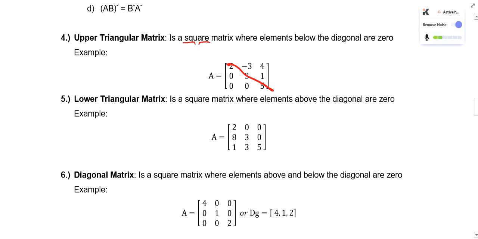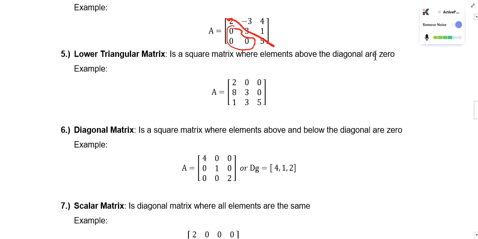For an upper triangular matrix, all elements below this diagonal are 0. So these are the 0s. We call it upper triangular. Its opposite is the lower triangular matrix, which is a square matrix where elements above the diagonal are 0. So this will be our diagonal. When all the elements above our diagonal are 0, we call that a lower triangular matrix. So all of these above our diagonal are 0. That is a lower triangular matrix.